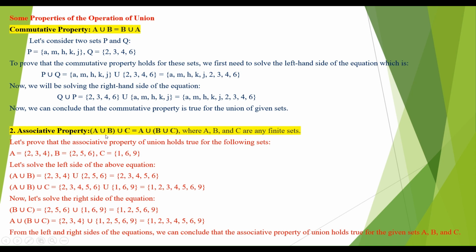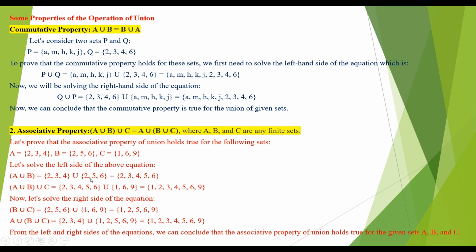What is the associative property? That is A union B union C equals A union B union C, where A, B, C are any finite sets. So in order to prove that, first let's solve the left hand side of the equation. First let's see A union B. What is A union B? The elements of set A and set B we will write as 2, 3, 4, 5 and 6.